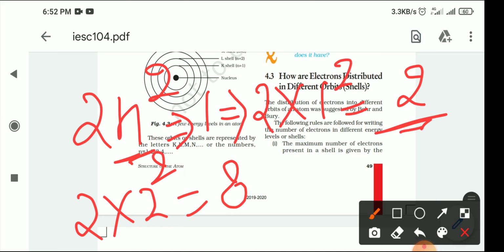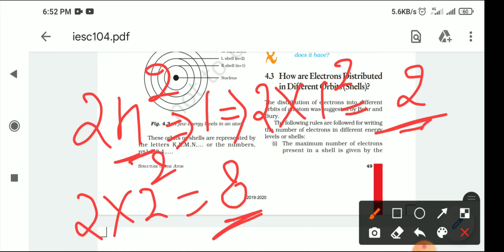Now how many electrons will come in the second orbit? It means we will put the n value as 2 here, like 2 into 2 square. Now 2 fours are 8. It means that in the second orbit, the maximum capacity to carry electrons is 8. 1, 2, 3, 4, 5, 6, 7 and 8 electrons can come, but if it is more than this, then it will go to another shell or orbit, but not in the second orbit.